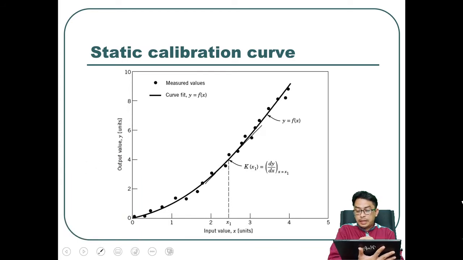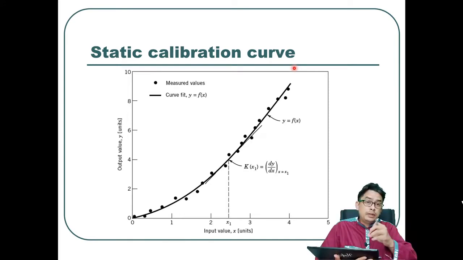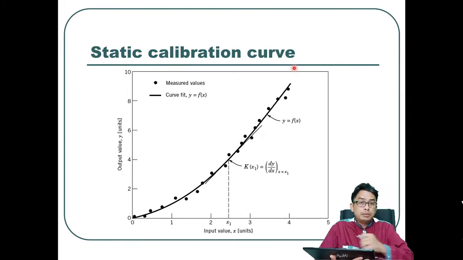So it can be any parameters, it can be any variables, but this is the relation. Either it's a quadratic curve, or it's a linear curve. It depends on the result of measurement that we took during experimentation or during the measurement.